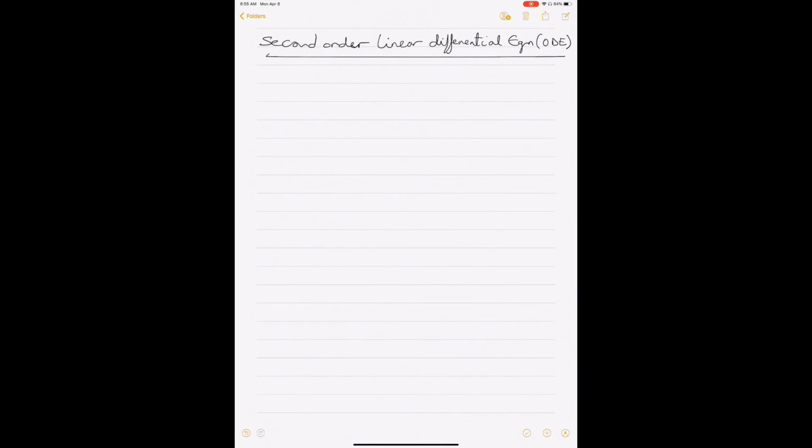This is a short revision lesson on second order linear differential equations. Here we will talk only about ordinary differential equations. So an equation of the form y double prime plus p of x times y prime plus q of x times y equal to f of x. Let's call that equation 1.